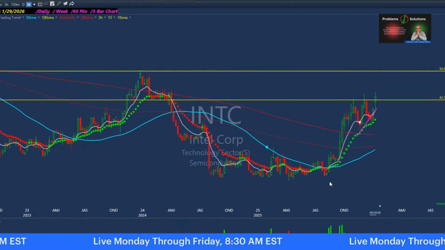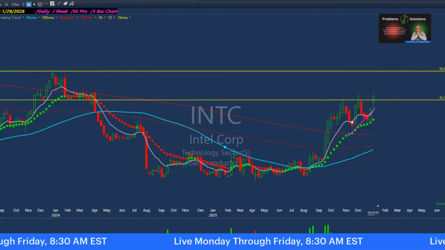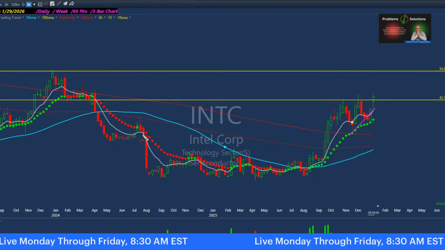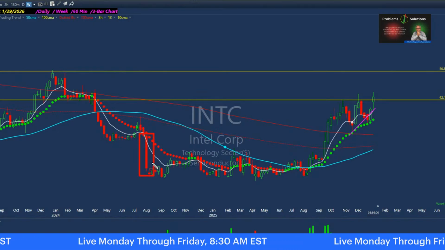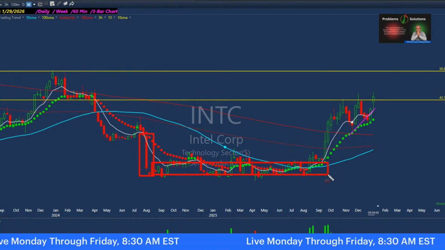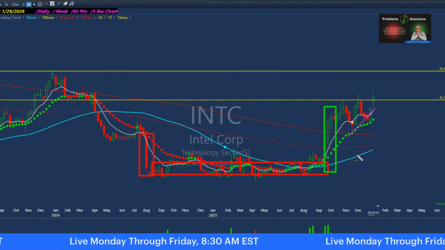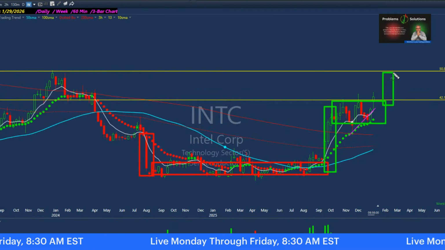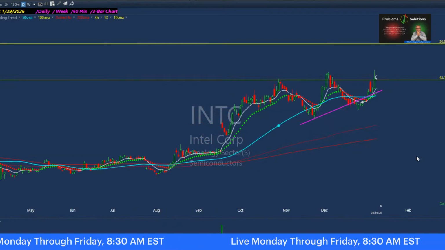I mean, wow. I'm talking about a cradle pattern. Some of you may not be familiar with a cradle pattern, but look at this. This is a very nice cradle pattern. There's the footboard right there. There's the mattress right here. And then there's the headboard. That's a very nice cradle pattern. And now we're just consolidating, ready to set up and take on that next level here. So let's keep our eyes on Intel.